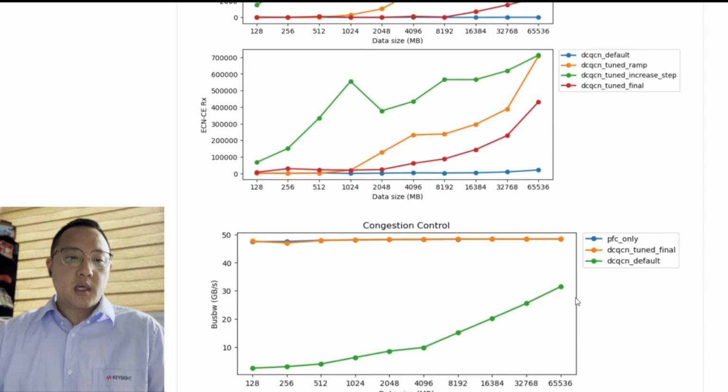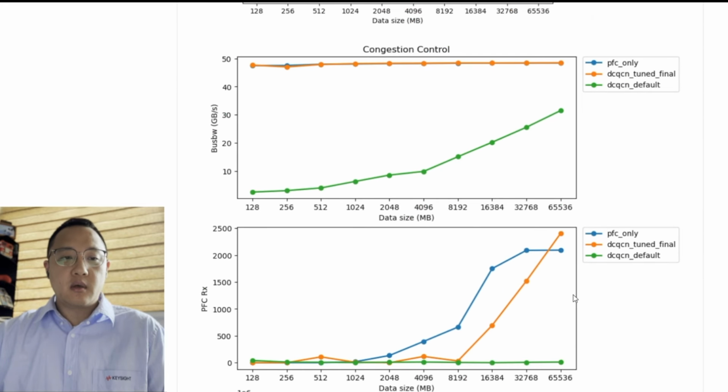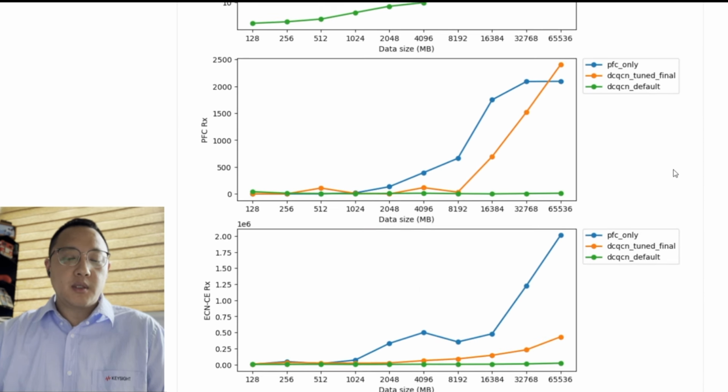We also conducted an experiment using PFC alone for the same collective data size, disabling DCQCN. The plot compares the results of the DCQCN tuned final experiment with those of the PFC-only scenario. The two approaches are quite close on bus bandwidth. By observing PFC and ECN metrics, the DCQCN tuned final configuration, represented by the orange line here, shows fewer PFC and ECN CE than the PFC-only configuration represented by the blue line.